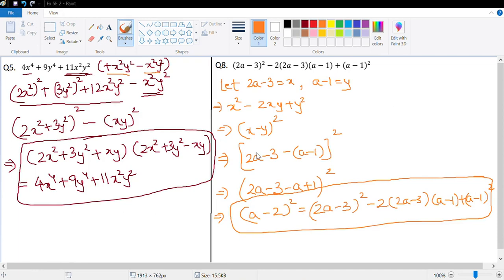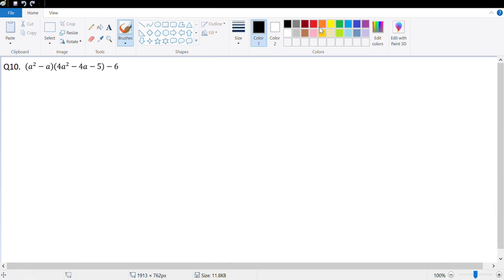Next, the question that we are doing is question number 10. It says (a square minus a) multiplied with (4a square minus a... or minus 4a minus 5) minus 6. I noticed that the first term has 4 a square minus 4a. If I take 4 common from here, I would be left with 4 times (a square minus a). Let's go ahead and take that common first. So if I take 4 common, what I am left with is (a square minus a) minus 5, minus 6.